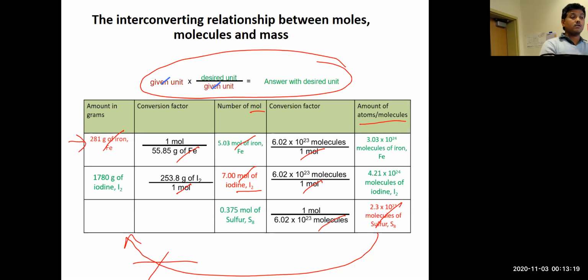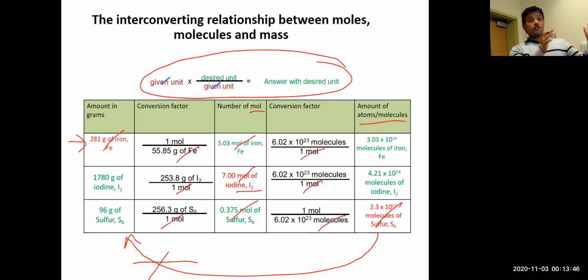Once you have the moles, you can identify grams if you multiply by the molar mass of sulfur as your conversion factor. So 1 mole of sulfur 8 is going to weigh 256.3 grams. So if you have the moles in the denominator, you can cancel out the units to end up with your final amount in grams of sulfur 8 as 96 grams. Right? This is what you need to do.